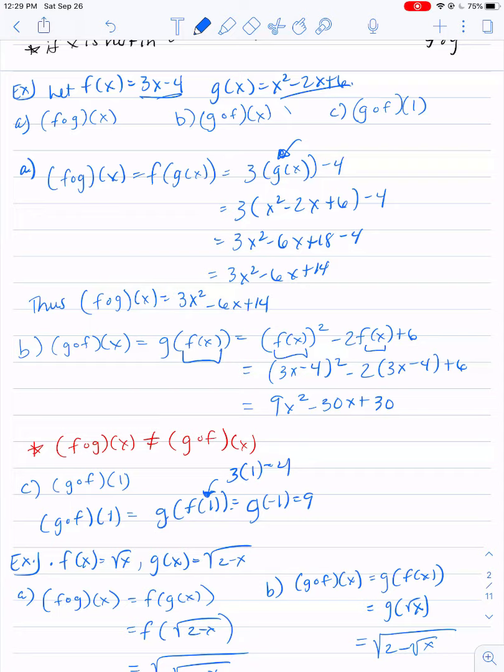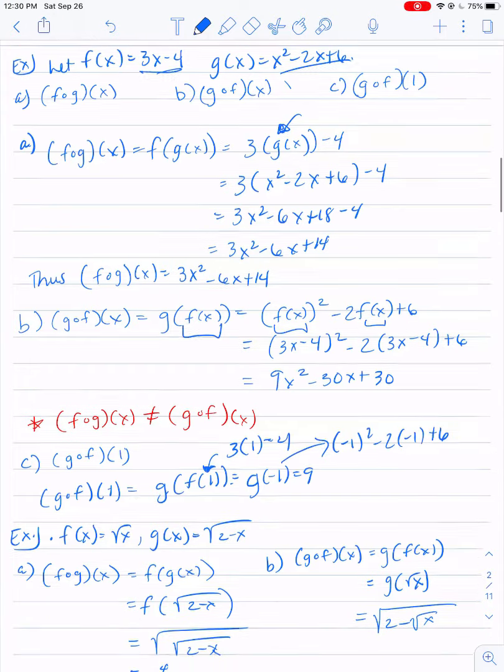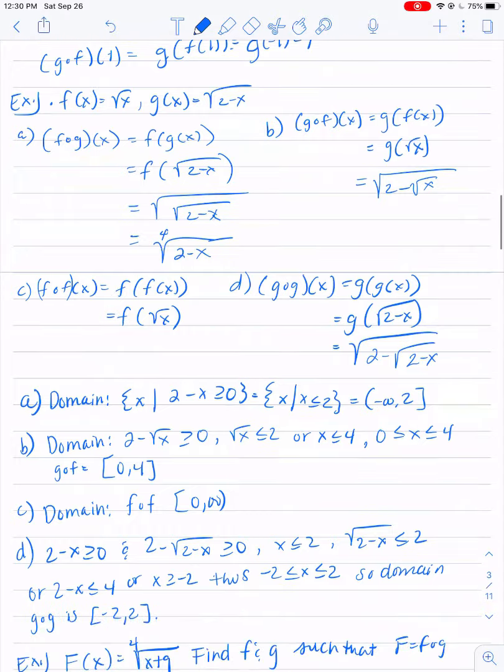G of negative 1. So now we're plugging in negative 1 here. And that's 9.